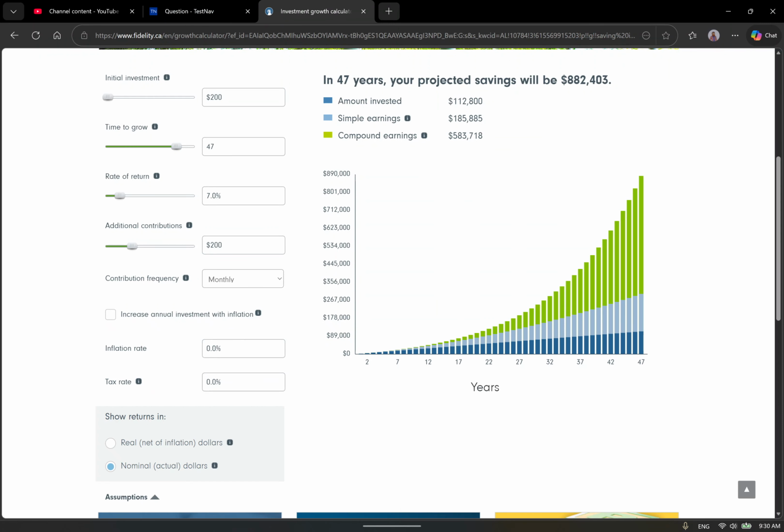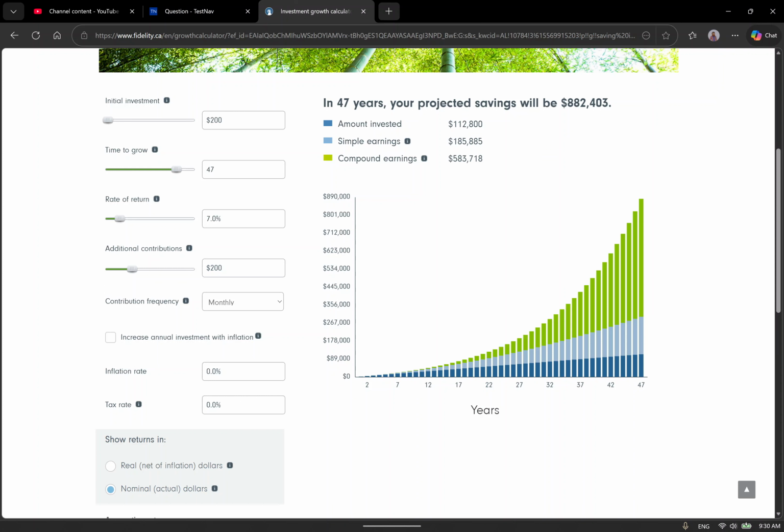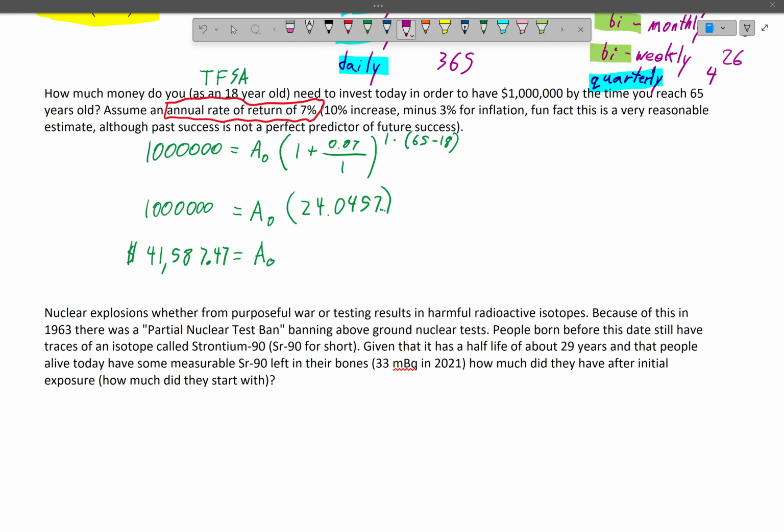I mean, that's pretty close. So if you invest $200 monthly for 47 years, then guess what? You're going to have almost $1 million. So there's lots of assumptions going on here, but the point I want to make is compound interest is actually way more amazing than people give it credit for.